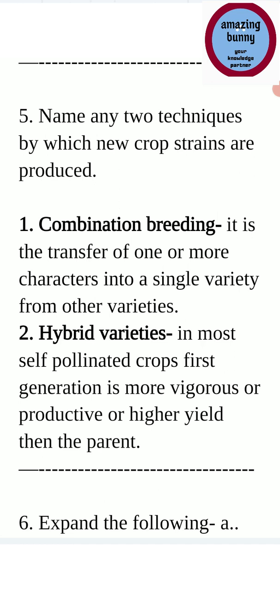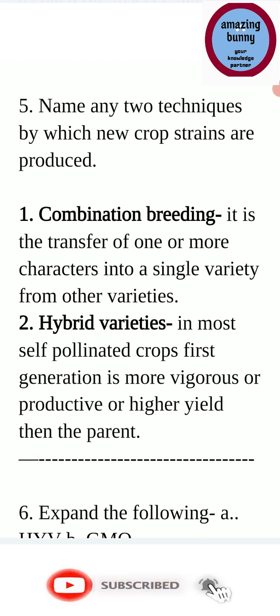Name any two techniques by which new crop strains are produced. Two techniques are combination breeding and hybrid varieties. In combination breeding, it is a transfer of one or more characters into a single variety from other varieties. And in hybrid varieties, in most self-pollinated crops, the first generation is more vigorous or productive, with higher yield than the parent.